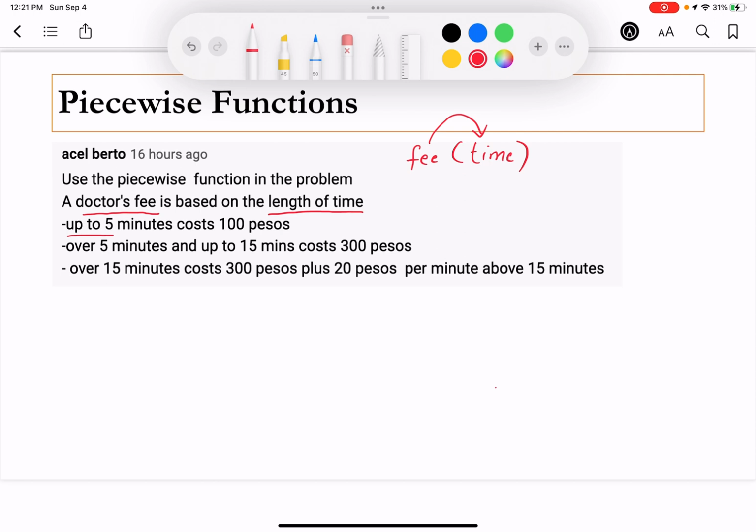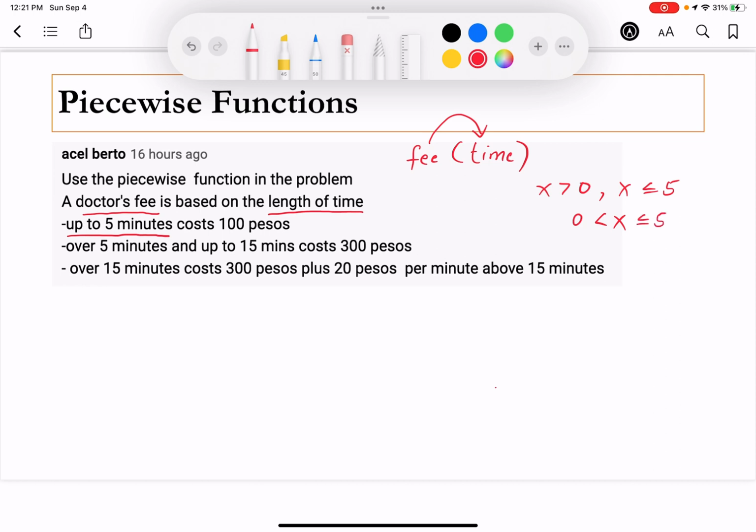Ang sabi dito, up to 5 minutes will cost 100 pesos. Ano muna yung up to 5 minutes? Ibig sabihin, it's either x is greater than 0, but x is less than or equal to 5. Diba? But how can we write that later on? As 1. So, parang ganito siya. X, dito ko lagay para kitang-kita nyo. X is greater than 0, but less than or equal to 5.